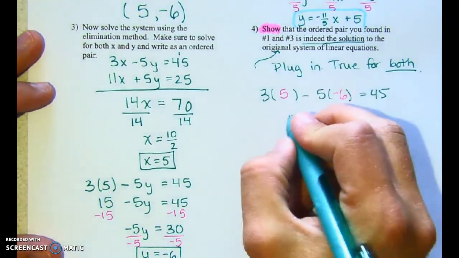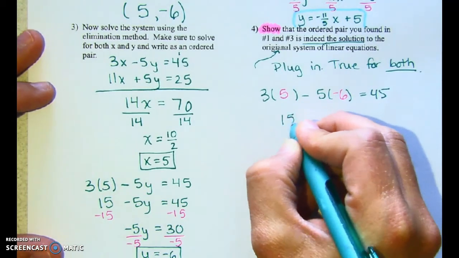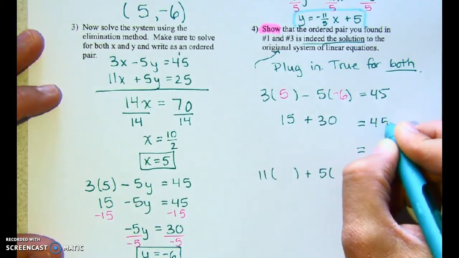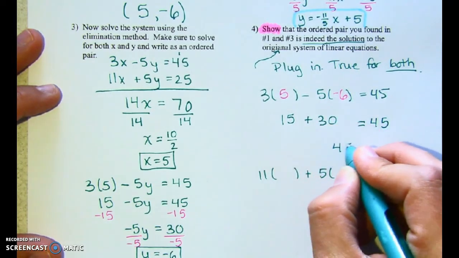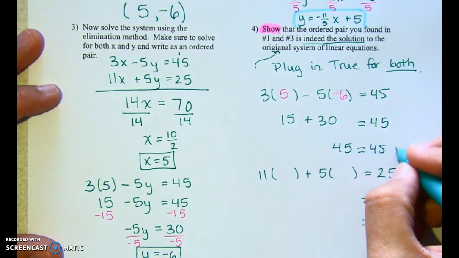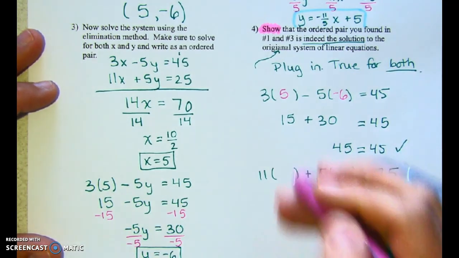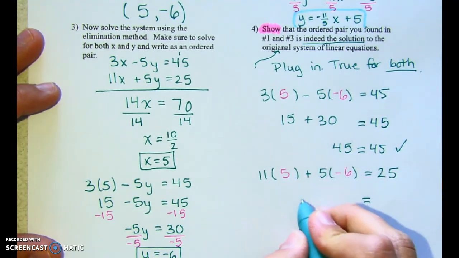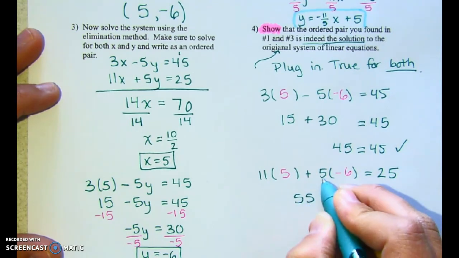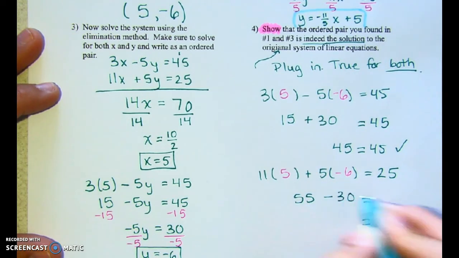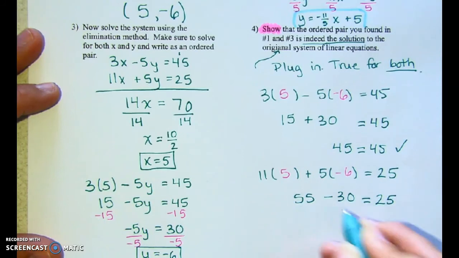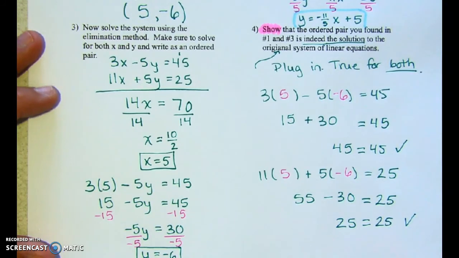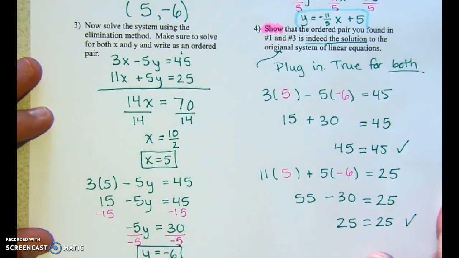3 times 5 is 15, and negative 5 times negative 6 is positive 30. And does 15 plus 30 equal 45? And that's a check. We're going to do it for the second equation. 11 times 5 is 55. 5 times negative 6. And does 55 minus 30 equal 25? Yes, it does. So, a little bit shorter, yay.